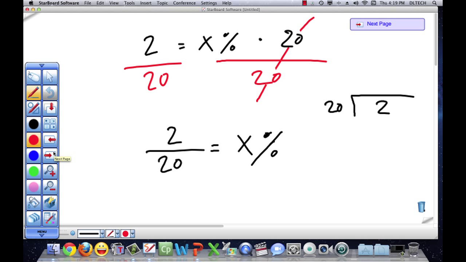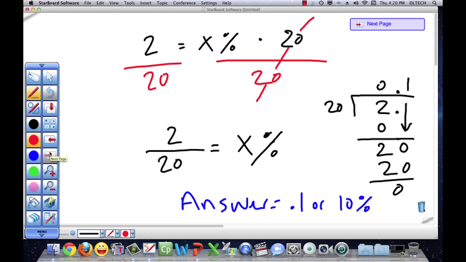To always find out what's on the inside and what's on the outside, you can make an L. The 2 is on the inside and the 20 is on the outside. So from there we can go ahead and divide. Doing long division itself, we have 2, and 20 cannot go into 2, so we have to move 1 over. Do not forget the decimal point right here.